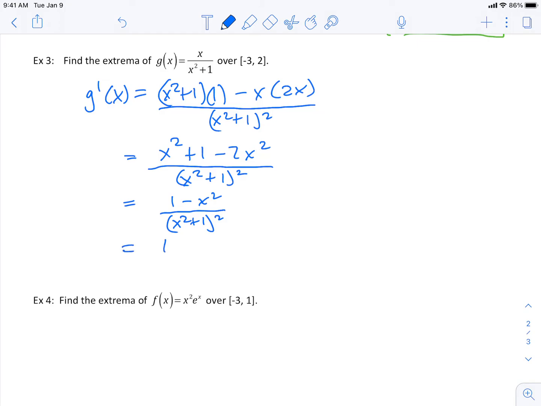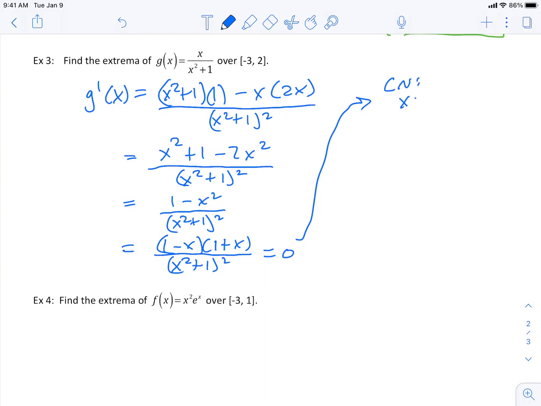Oh, I guess we could factor 1 minus x, 1 plus x for the numerator using difference of squares. And so now we set that equal to 0. And from there we get our critical numbers. We're going to get 1, negative 1. And if I take x squared plus 1 and set it equal to 0, I mean, that's never going to happen, right? Because x squared does not equal negative 1. So we do not have any critical numbers from the discontinuity aspect. In this case, we just have the two critical numbers from the zeros of the function, which are at x equals 1 and negative 1.